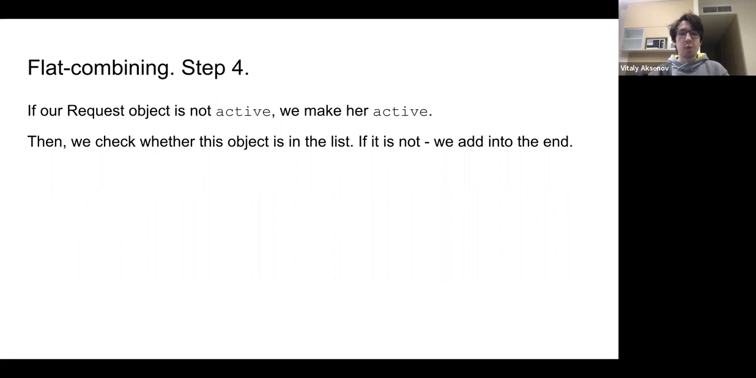So we check whether the object is in the list, our object. If it is not, then we add it. If we haven't been in the publication list for a while, we add the new request to the back. Otherwise, you take your object in the request and in the list.